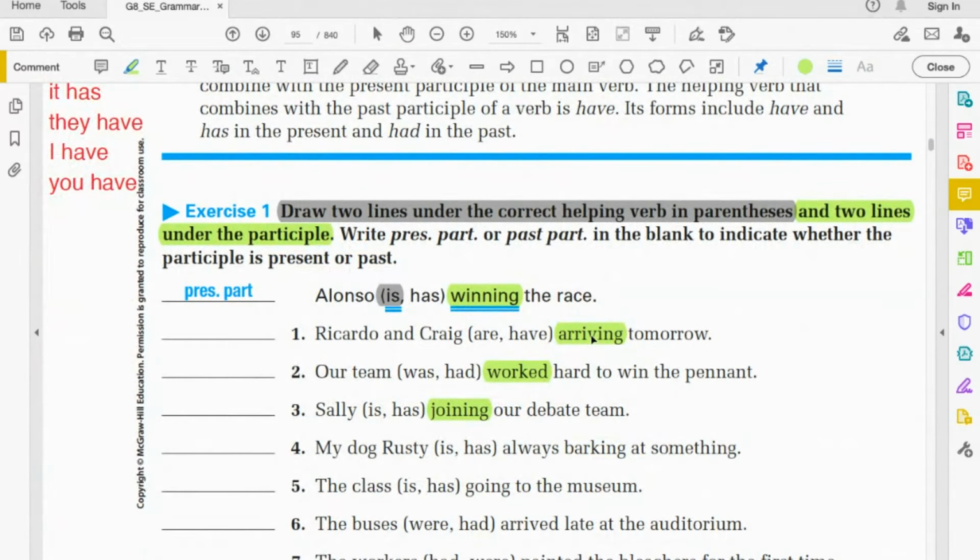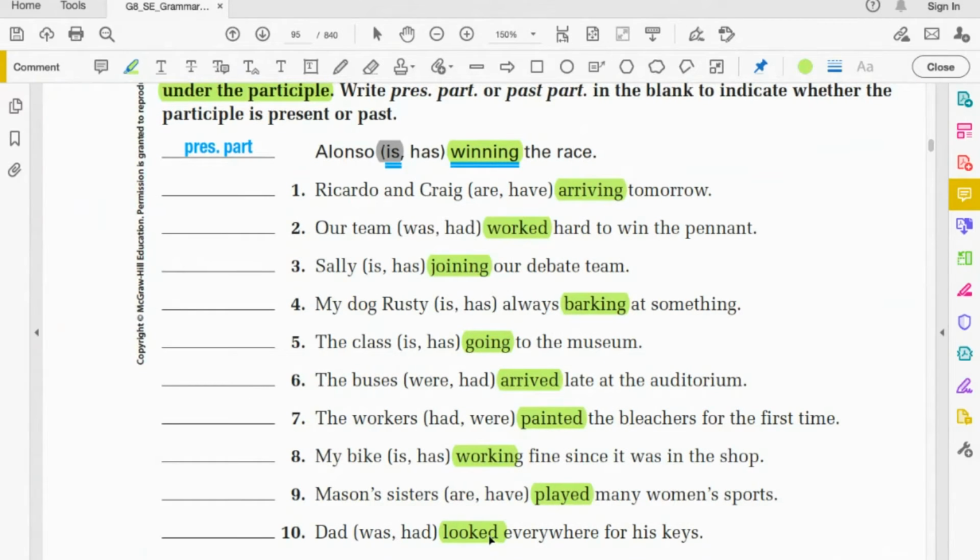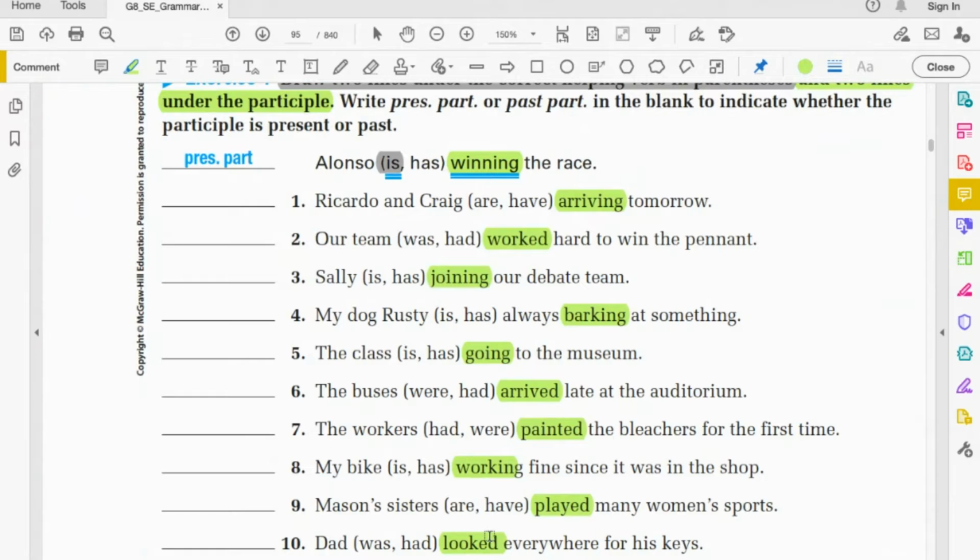Winning, arriving, worked, joining, barking, going. Do you notice it in number 6? Arrived, painted, working, played, looked. These are called participle forms. What does my participle end in?